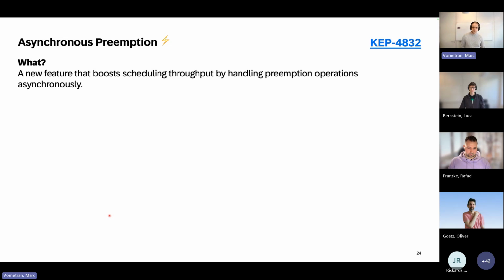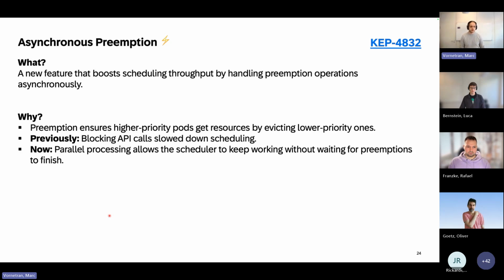So what is this? It basically helps again to improve the scheduling throughput, where previously preemption operations, so the API calls that are connected to preemptions, were done in a blocking fashion and sequentially. These are now handled asynchronously so that the scheduler can pick up work elsewhere in the meantime.